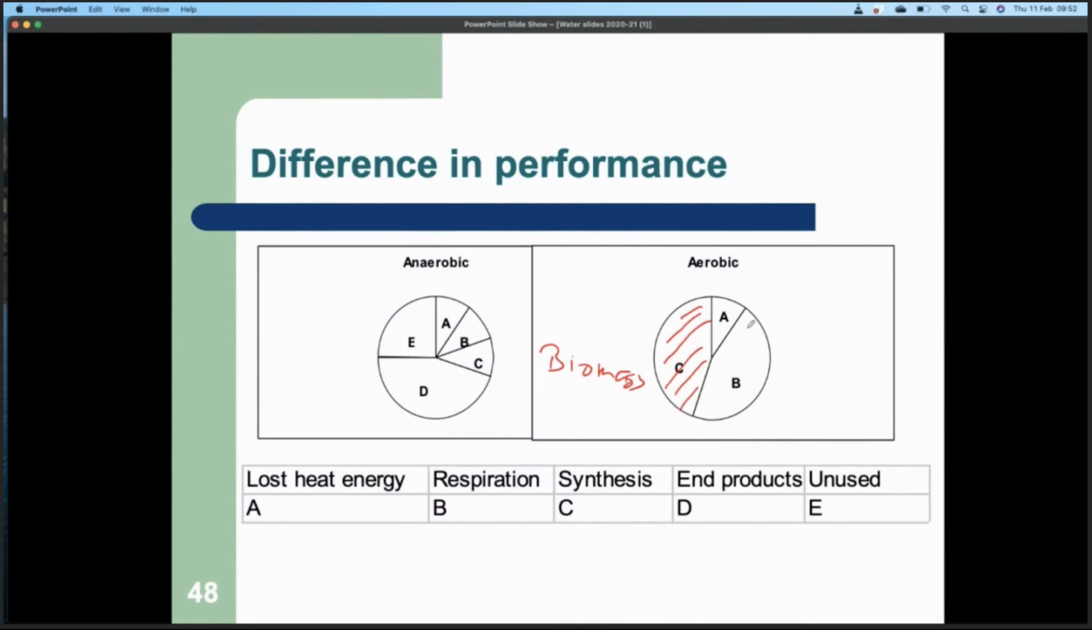Then you have respiration. So aerobic treatment produces a lot of carbon dioxide. Anaerobic treatment doesn't produce a lot of carbon dioxide. You see one of the big disadvantages of anaerobic treatment is here, unused. So anaerobic treatment is not particularly good at digesting everything. Aerobic treatment tends to give you better removal rates.